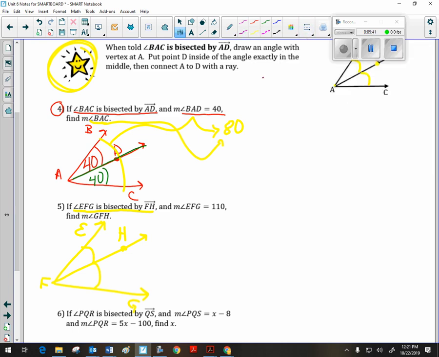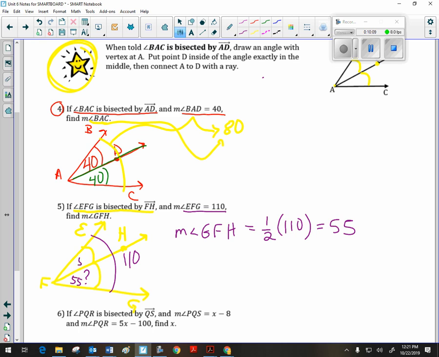When I put my information in, they're telling me here that angle EFG, that's the whole angle, is equal to 110. And it wants to know how big angle GFH is. That's this angle. Well, the measure of angle GFH, because it's half of the whole entire angle, is going to be 1/2 of 110, which is going to turn out to be 55 degrees. So technically the lower of the two angles, part 2 and part 1, if they had asked that, are both going to be 55 degrees. This is particularly, though, the one that they were asking for here.